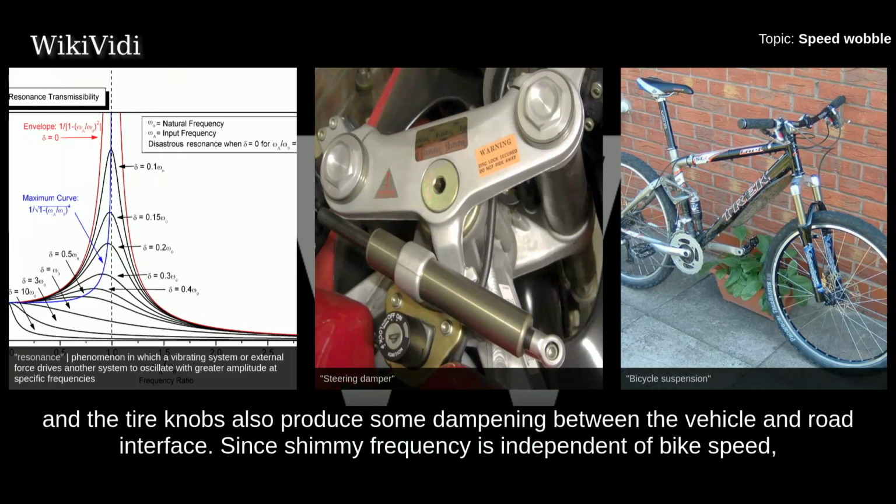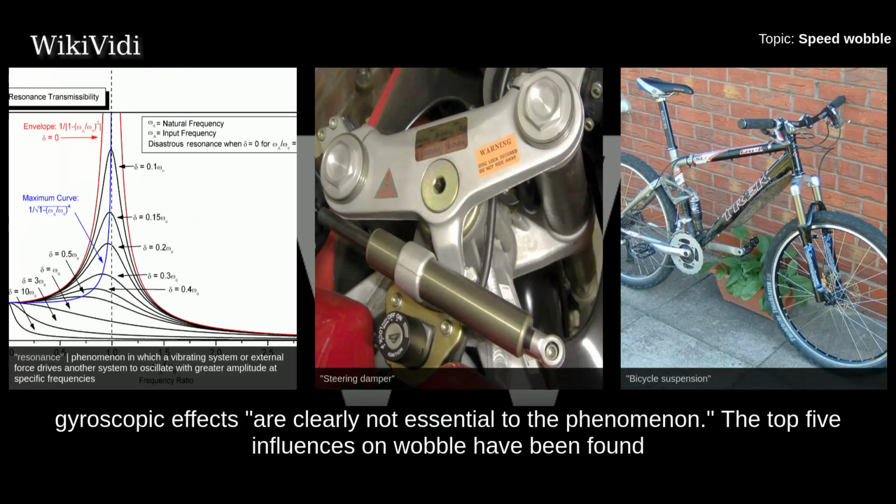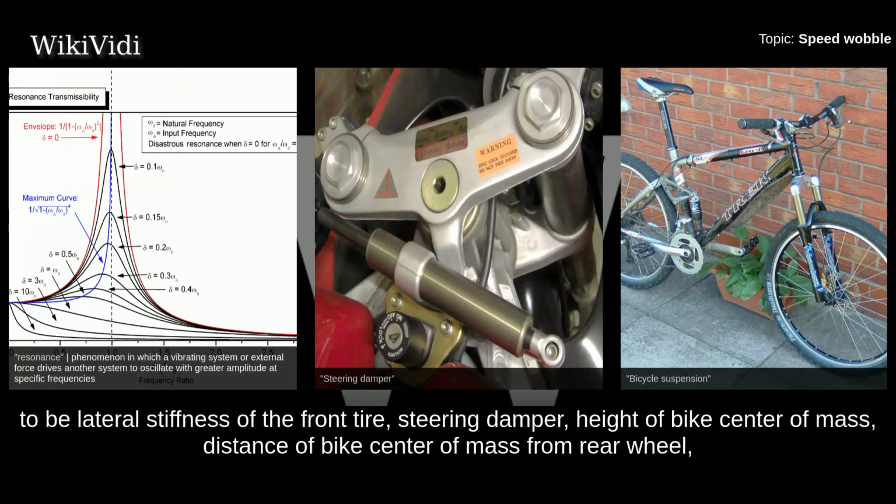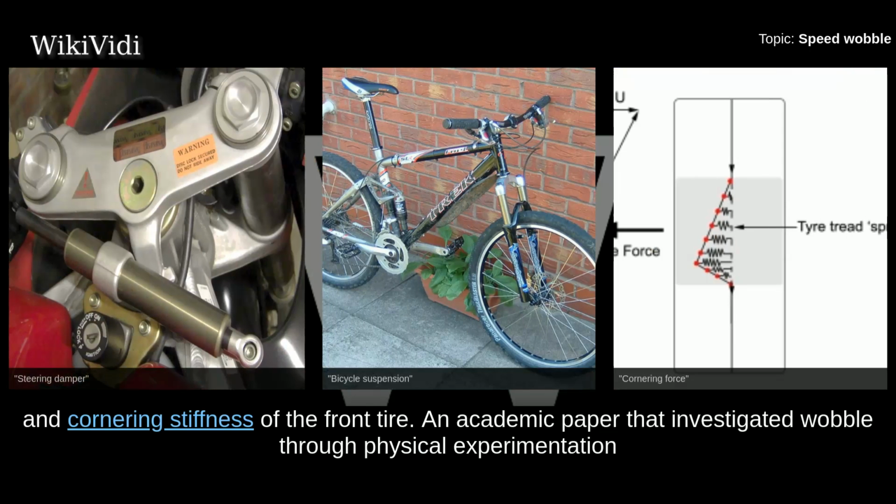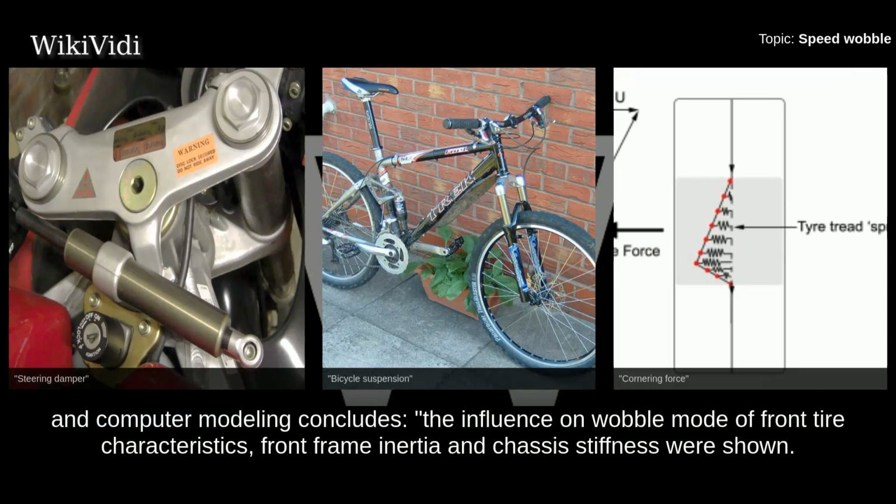Since shimmy frequency is independent of bike speed, gyroscopic effects are clearly not essential to the phenomenon. The top 5 influences on wobble have been found to be lateral stiffness of the front tire, steering damper, height of bike center of mass, distance of bike center of mass from rear wheel, and cornering stiffness of the front tire.